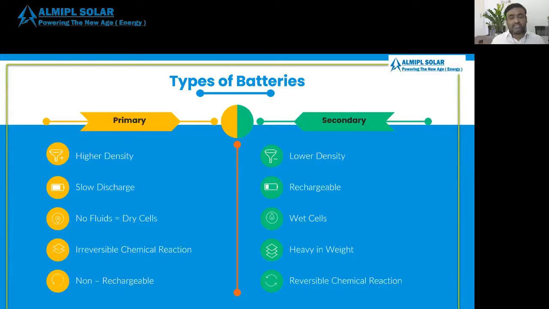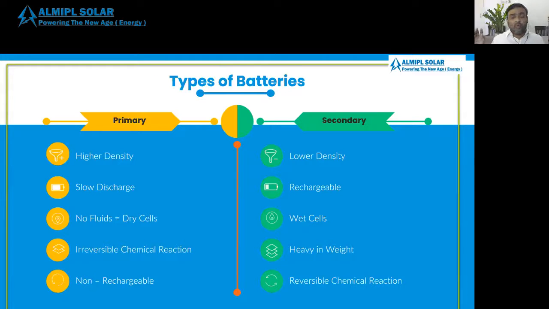Slow discharging, very slow. No fluid, dry cells, unlike the others, no fluid like H2SO4. H2SO4 is commonly used for acid batteries, where maximum 40 to 60% is required, along with distilled water and the rest. But here the primary battery does not require any fluid. Irreversible chemical reaction, non-rechargeable. Primary batteries will not be rechargeable.